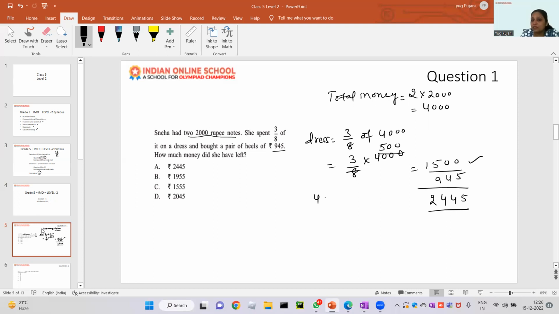So total money was 4,000. And if you subtract the money spent by her, you will get the money which is left with her. 10 minus 5 is 5. 9 minus 4 is 5. 9 minus 4 is 5. 3 minus 2 is 1. Is the answer here? Yes. So your answer will be C. Got it? So next, let's move to the next question now.